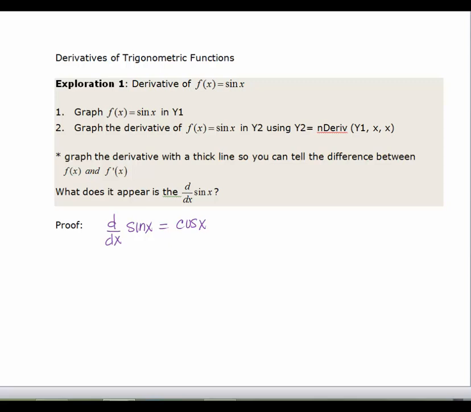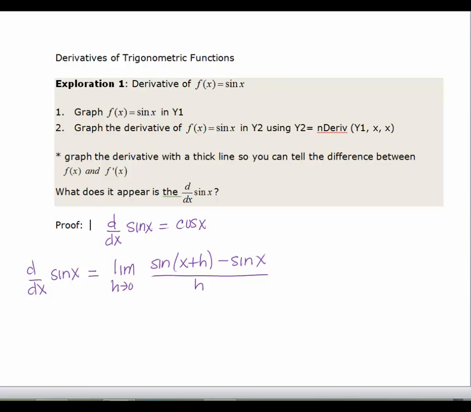So we're going to start by using the definition of a derivative, and in the middle of this video we're also going to use some trig identities. So you may have to review those a little bit, whether you still have your pre-calc book or you can go online. So I know that d dx of sine x is going to equal the limit as h approaches 0 of sine of x plus h minus sine of x all over h. So just using the definition of a derivative.